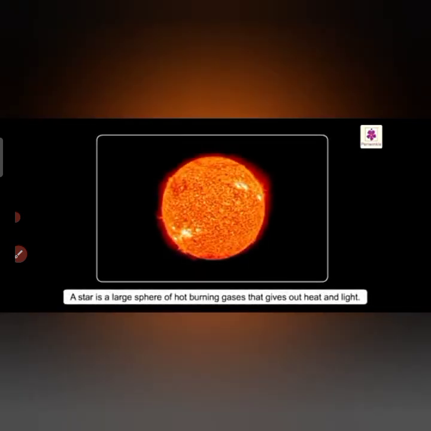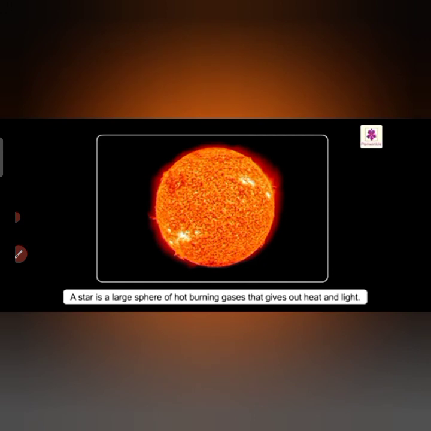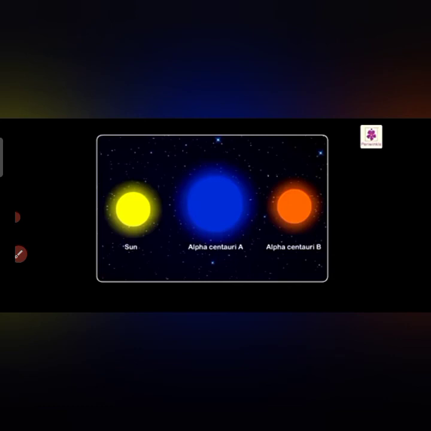Stars. A star is an unimaginably large sphere, like a ball, of hot burning gases that gives out heat and light. Our sun is a star. Some stars in the universe are much bigger than the sun. They appear as very small points of light in the sky because they are very far from the earth.